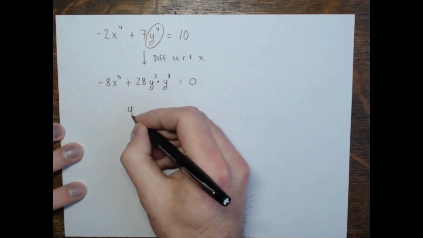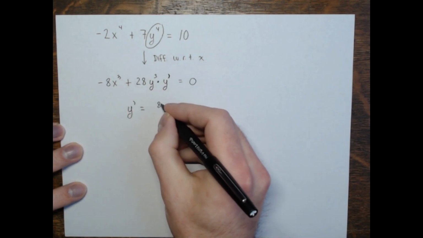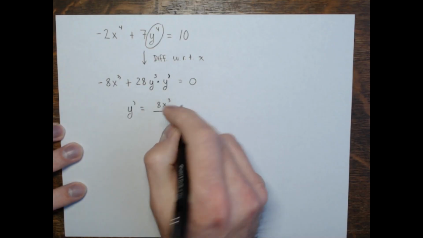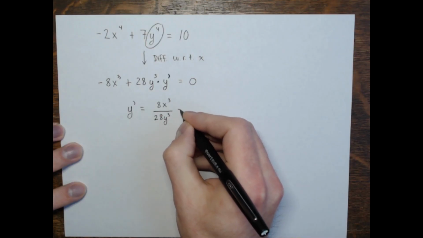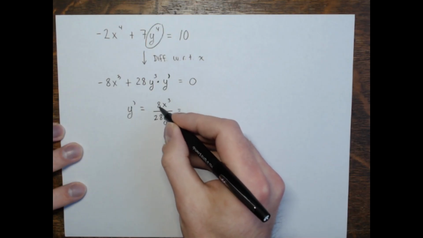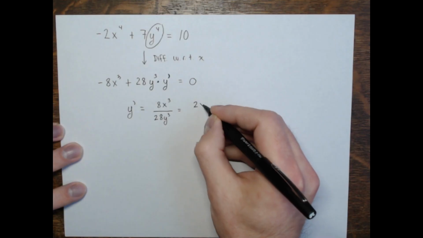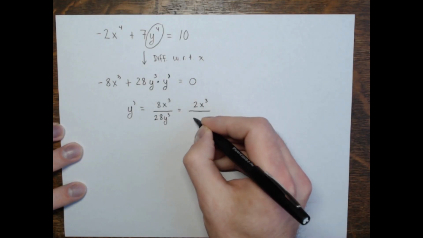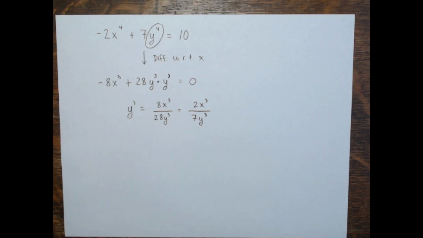And then I solve this for y prime. All right, so y prime, I would add 8x cubed and then divide by this 28y cubed. And we'll simplify that real quick here. 8 and 28 have a common factor of 4. This is 4 times 2. That's 4 times 7. So we have a 2x cubed in the numerator and 7y cubed in the denominator, right? So there's an expression telling me the first derivative, slopes of tangent lines to whatever this curve looks like, and you can go to Desmos and check it out.